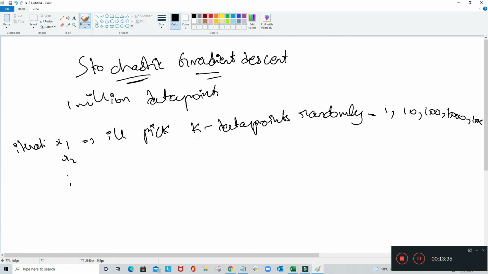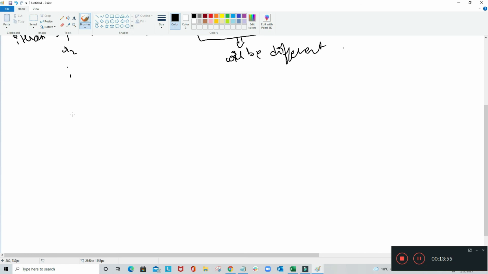For each iteration these k data points will be different. Means they won't be the same for all the iterations. They can be different and picked randomly from the whole data set. So essentially, instead of running the iterations for 1 million data points, we will be running our iterations for k data points.